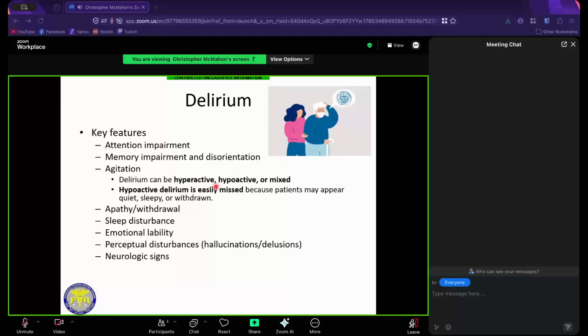Can be hyperactive, hypoactive, or mixed. Not all of these guys are withdrawn. Some of these people can be very irritated and agitated, or going back and forth between the two. Hypoactive delirium is easily missed in a lot of people because you might just assume that, hey, grandma's a little more sleepy today. It's not going to be obvious. When someone's hyperactive, it's pretty obvious that someone's acting erratic.